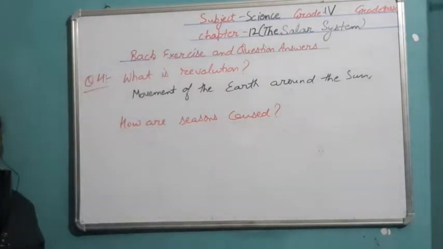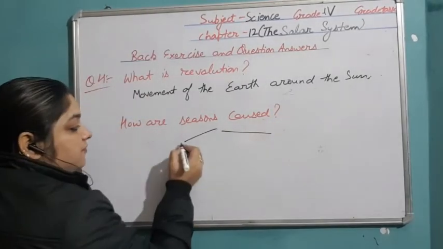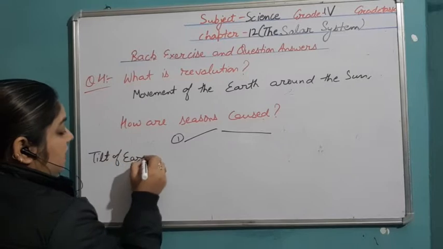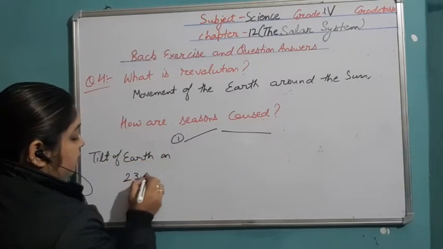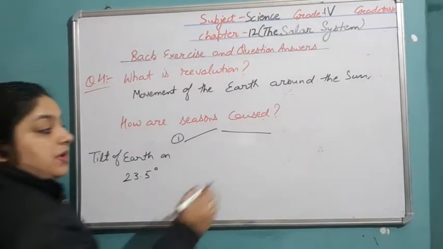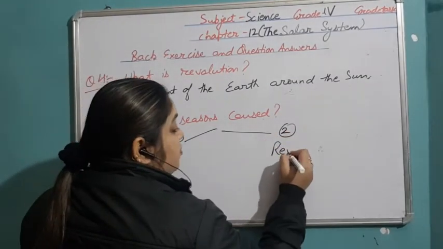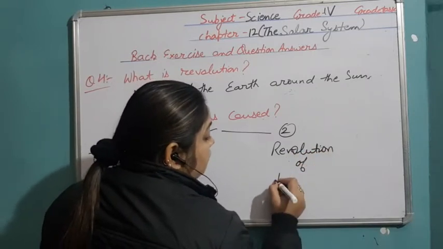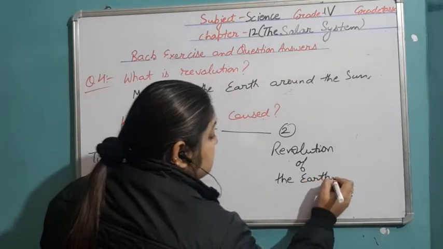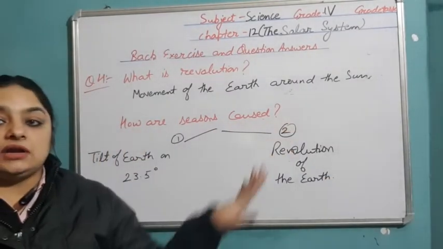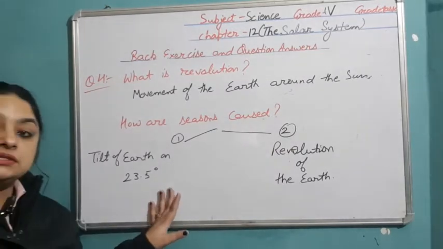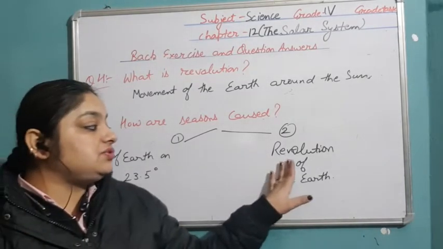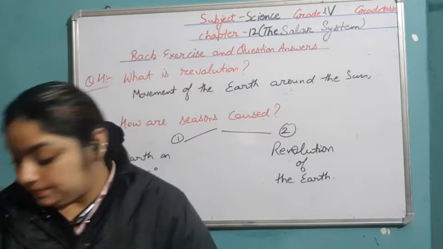Seasons are caused due to two reasons. First reason is the tilt of the earth at a 23.5 degree angle, and the second reason behind the seasons is the movement, that is the revolution, of the earth. So, how are seasons caused? Seasons are caused due to the following reasons. First is the tilt of the earth at a 23.5 degree angle, and second is the revolution of the earth around the sun.